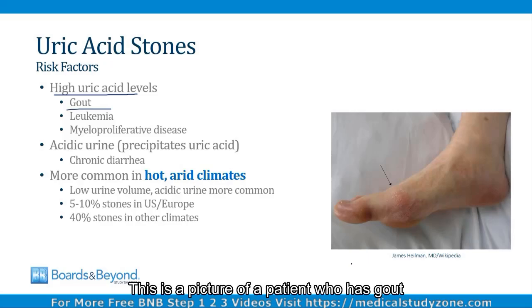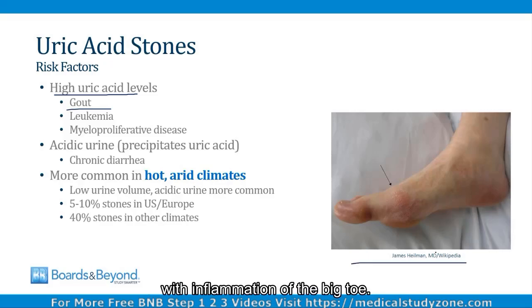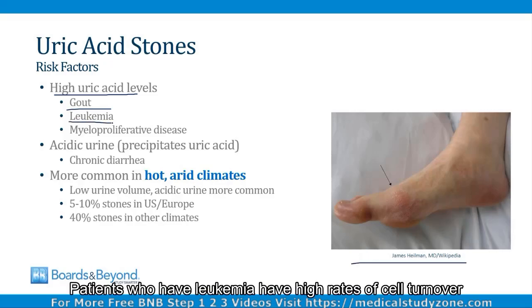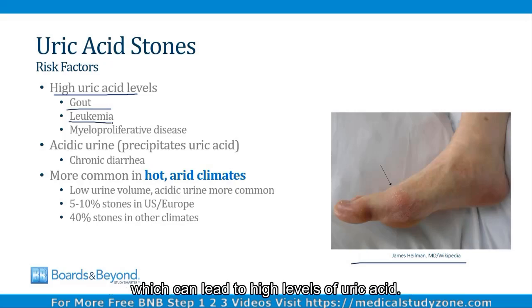This is a picture of a patient who has gout with inflammation of the big toe. Patients who have leukemia have high rates of cell turnover, which can lead to high levels of uric acid. The same is true of patients who have myeloproliferative diseases.